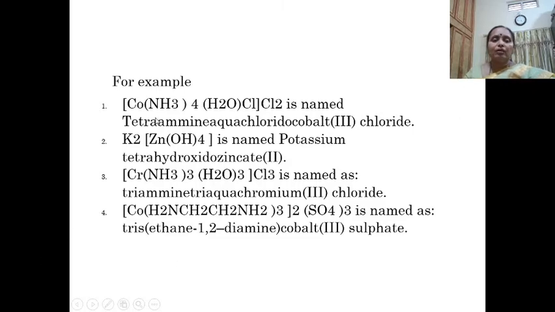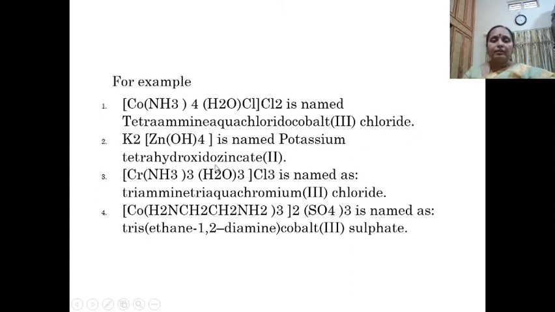For naming this complex, it has ammonia molecules, a water molecule, and a chloride ion present as a ligand and outside the coordination sphere. First we write down the cation and then the anion, and the ligands are named according to alphabetical order. So it is tetraammine, aqua, chlorido, cobalt(III) chloride.